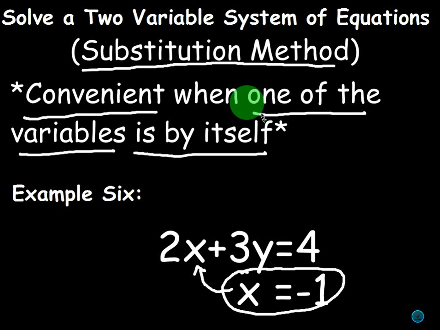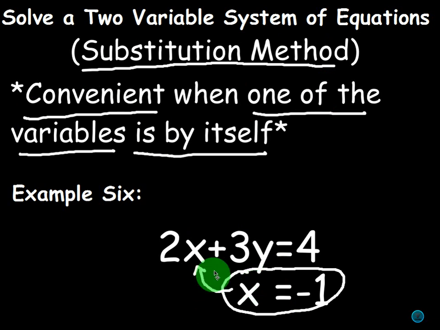I'm going to start out with an easy example, and then we'll go on to one that looks more like the worksheet. But for now, like I said, it's convenient when one of the variables is by itself. In this case, x equals -1, so the variable is by itself. That's when we know we're going to use the substitution method. It's going to be real simple.